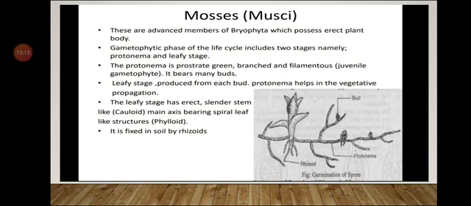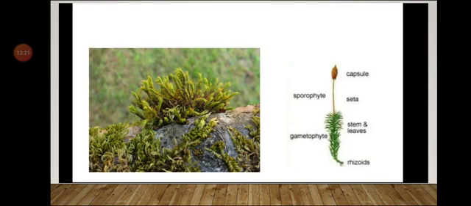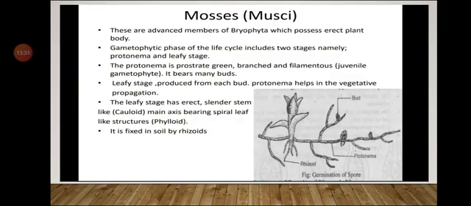It is fixed in the soil by rhizoids. The stem and leaf are fixed in the soil with the help of rhizoids, since they do the work of roots. So they do the work of fixation. They fix the plants in the soil by rhizoids. So mosses are an advanced stage of bryophytes, and they possess an erect plant body.